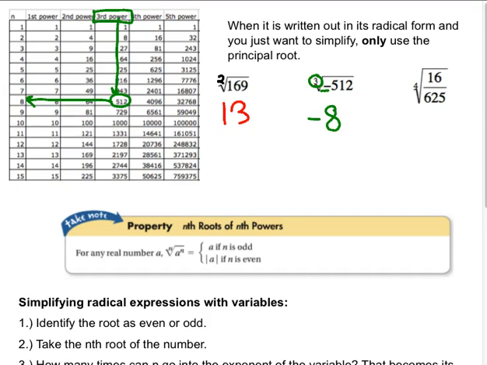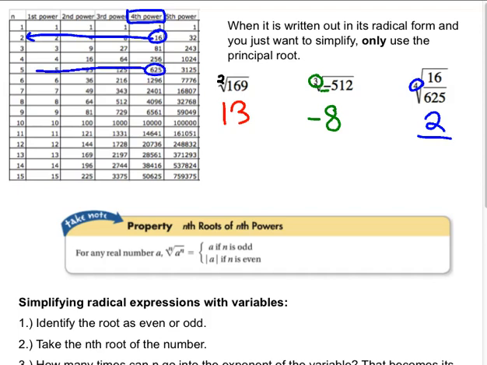And let's say you have a fractional one. Well, a fractional one, you can just take each piece independently. This 4 is going to be looking in the fourth power. The fourth root of 16 is 2. And the fourth root of 625 is going to be 5.